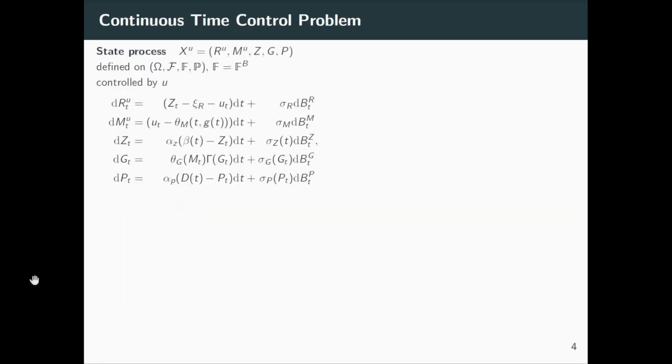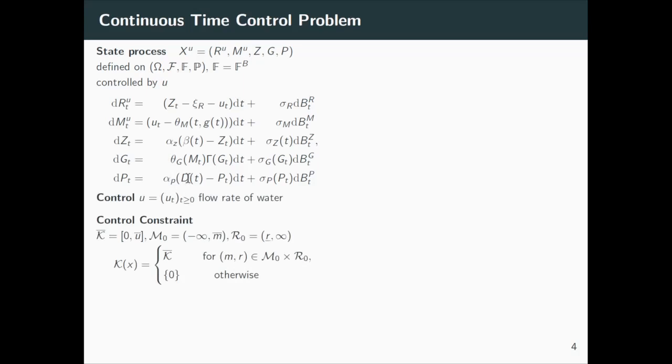The challenge presented above is mathematically formulated as a continuous time stochastic optimal control problem. The state process X is defined on a filtered probability space with filtration generated by a 5-dimensional Brownian motion and controlled by U, where theta m of t is the evapotranspiration, beta t is the seasonality function for the external inflow, theta g of m t and gamma g t measure the impact of soil moisture and crop growth on yield. Alpha p and alpha z are the mean reversion rates, with d t exogenously given by the demand and supply on the market.